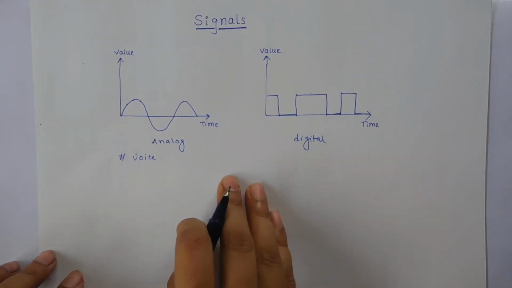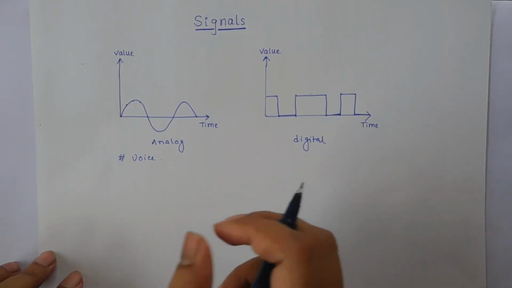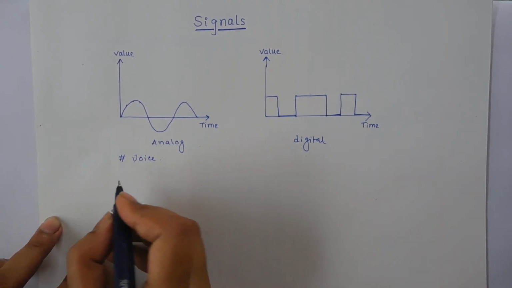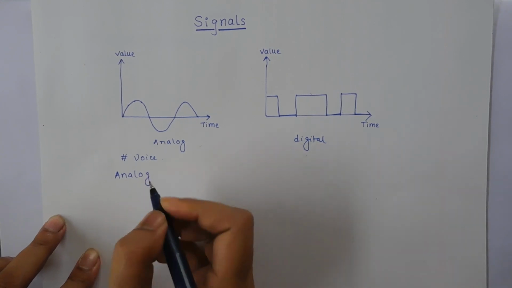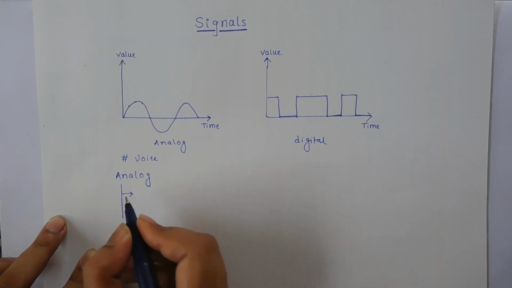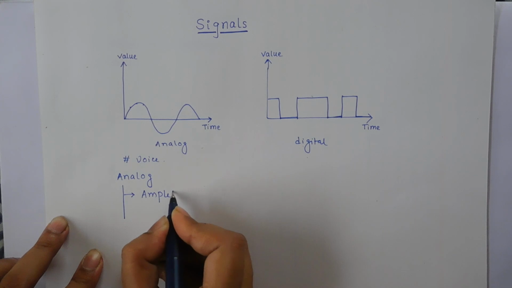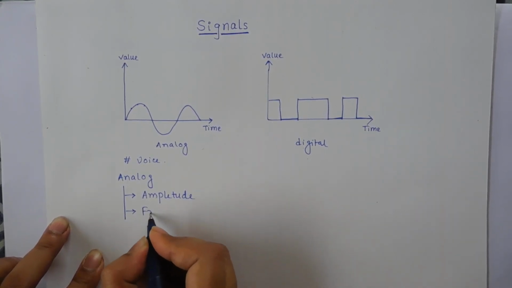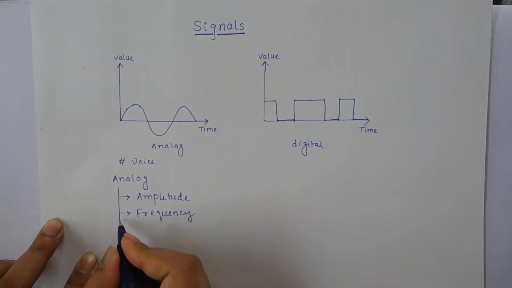Now, a signal can be in the form of analog or digital, and an analog signal is described by 3 characteristics. So we write analog signal. It is described by 3 characteristics. One is amplitude, then frequency, and phase.